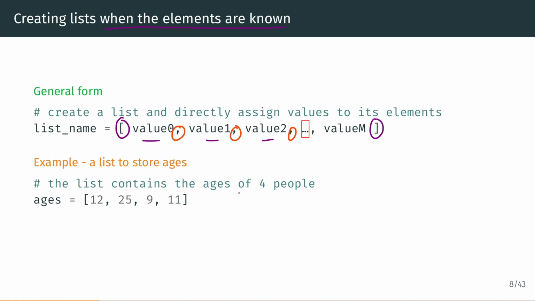And the space between these commas and the space between these are irrelevant. You can have as many or as few spaces as you want. This is just to improve readability. So these spaces are irrelevant. So essentially what you have is the name of the list, an equal to, obviously this is for assignment.